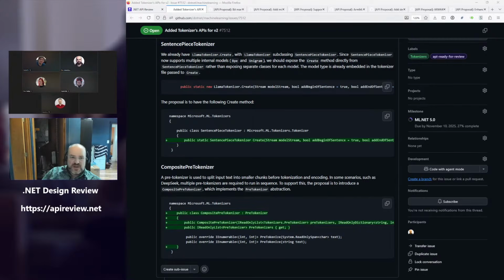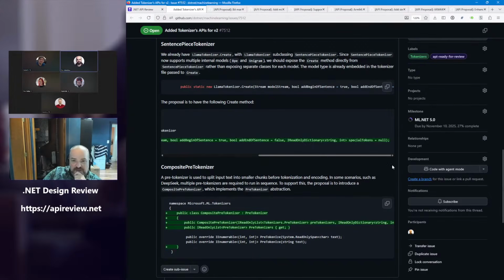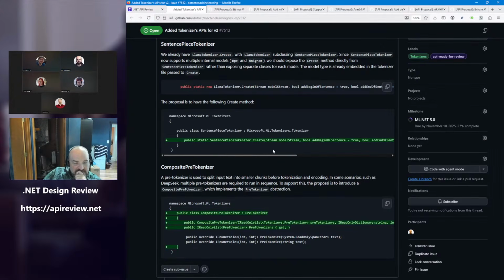Okay. Well, the property on the SentencePiece tokenizer is not called add begin of sentence, it's add beginning of sentence. So I think the parameter name should match the property even if it doesn't match Llama. Clearly, it means we renamed the property during API review and the parameter got missed. Okay. And then you have another nullability error, but I fixed that.